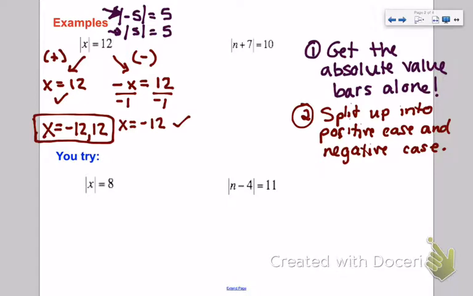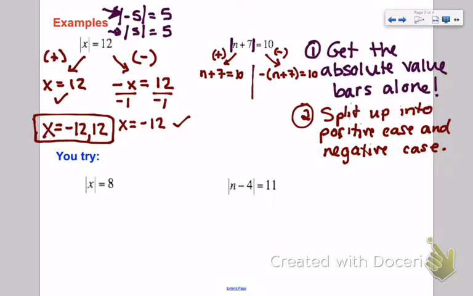Let's look at the next one. Step 1, get the absolute value bars alone. The absolute value bars are already by themselves. There's nothing outside of them on that side, so we can split up into our step 2, which is our two cases. Our positive case and our negative case. So our positive case, all we have to do is drop the absolute value bars. But our negative case, remember that whole thing inside could be negative, so we need to have a negative outside our n plus 7 equal to 10. So that means that n plus 7 could be negative, so that represents that negative case.